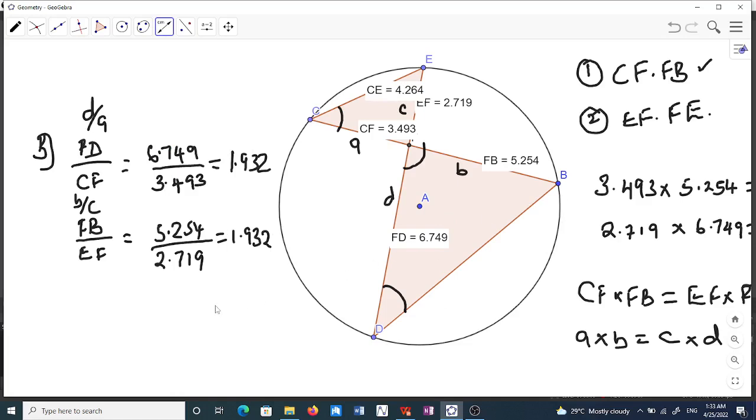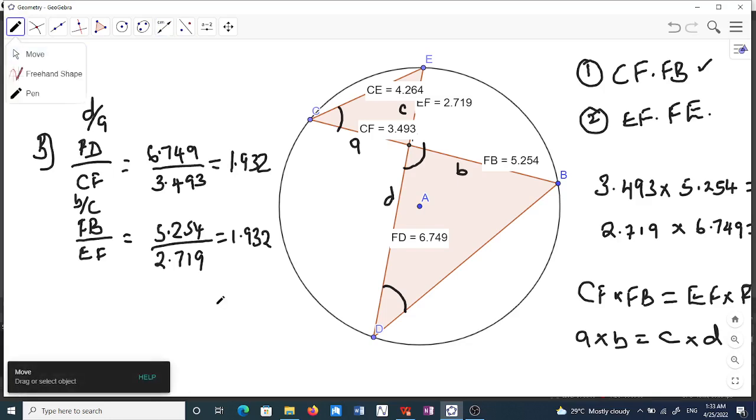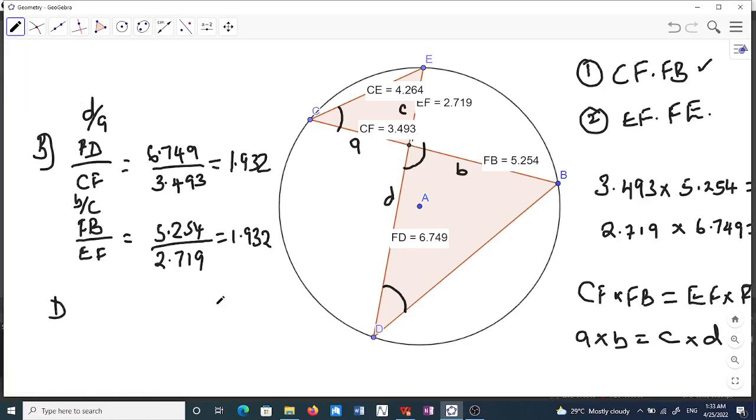So how do I use the linear scale factor? If I want to get DB in this particular case, then I have to say that the length of DB is equal to the small length, which is 4.264, times the linear scale factor, which is 1.932, and this will give you this length here. So let's see whether the length that we are going to get and the length generated by the computer are going to be the same.